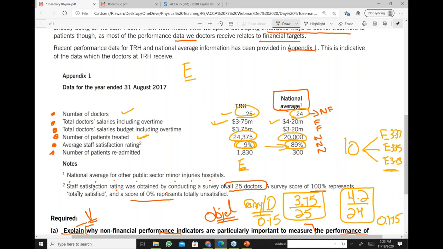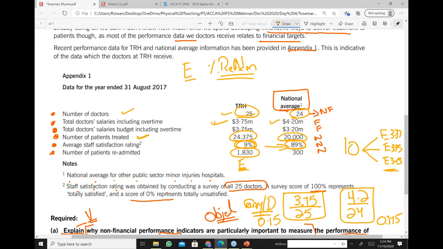Satisfaction rating, not exactly, I would say. The main objective of a hospital is what? Treatment, right? So a good measure will be the percentage readmitted. How to work out this?